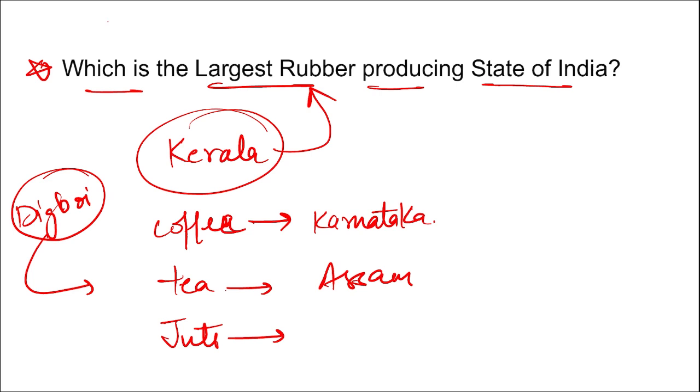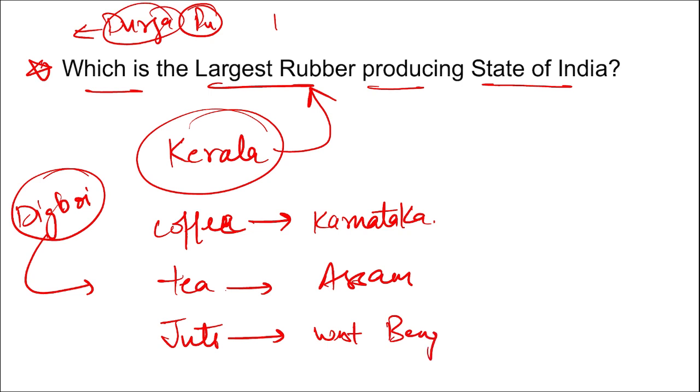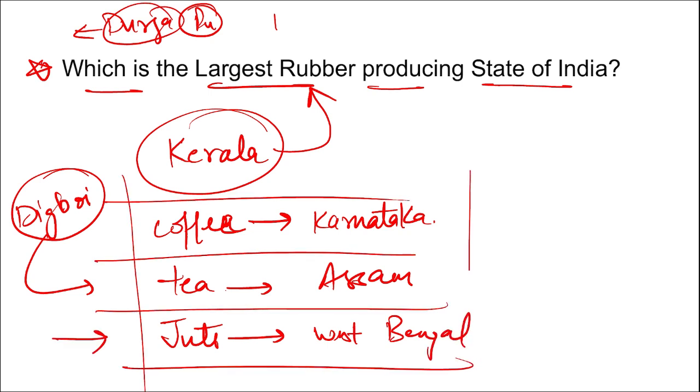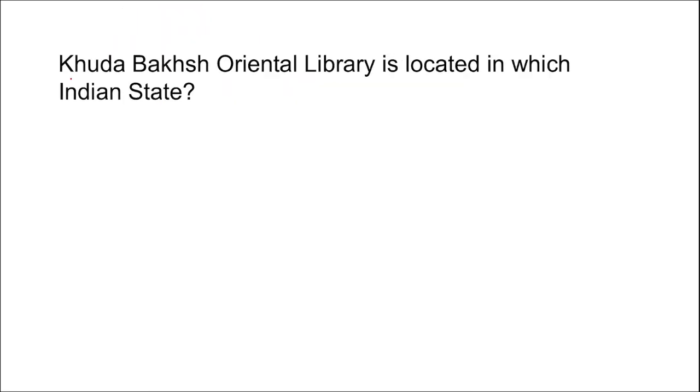Then tell me about jute. Largest jute producing state. Where is Durga Puja? If you remember, Durga Puja was recently added to the list of UNESCO's intangible cultural heritage list. Where is Durga Puja celebrated? It is celebrated in West Bengal. So the correct option becomes jute is the largest producing state of India is West Bengal, for tea Assam, and for coffee Karnataka. Very good.